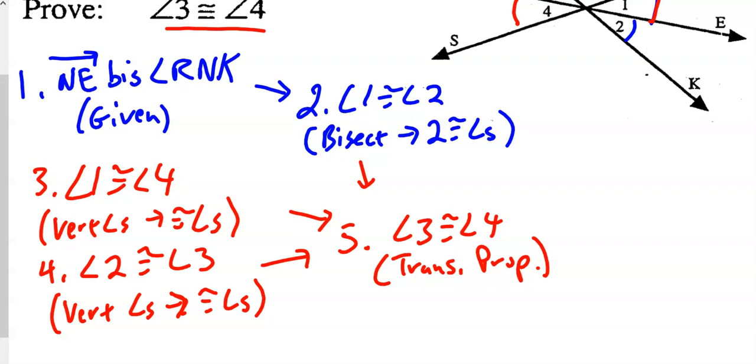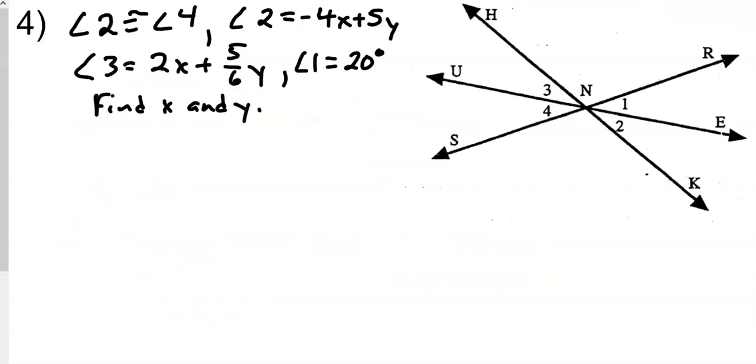All right, and now, last but not least, let's talk about this, and then I'm going to let you finish this up for class. Okay, so we have angle 2, same diagram really, is congruent to angle 4. Angle 2 is negative 4x plus 5y. Notice that's the first thing I'm doing. I'm marking up my diagram. Mark it, put your work on your diagram so you can pull your equation off of it. Angle 3 is 2x plus 5y. Angle 1 is 20 degrees. Find x and y.